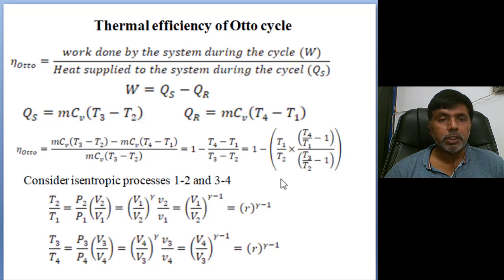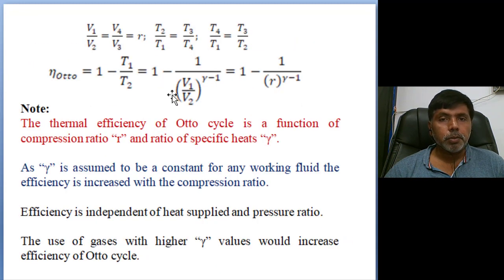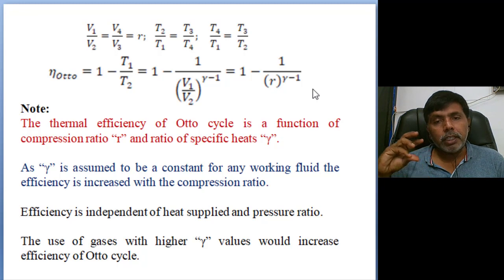Final equation: 1 minus T1/T2. Then T2/T1 equals (V1/V2) to the power gamma minus 1. Then 1 minus T1/T2 means 1 minus 1/(V1/V2) to the power gamma minus 1. Volume before compression by volume after compression is the compression ratio. Then 1 minus 1/R to the power gamma minus 1. So the efficiency of the Otto cycle depends on the compression ratio and the specific heat ratio, not on heat addition or pressure ratio.